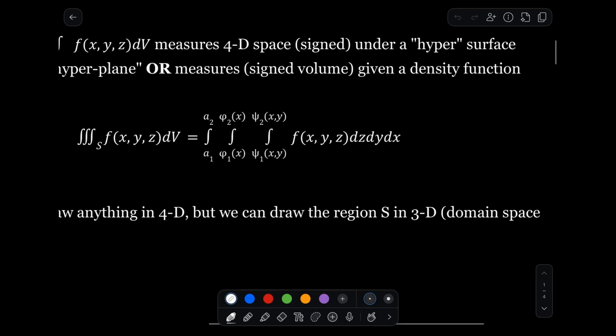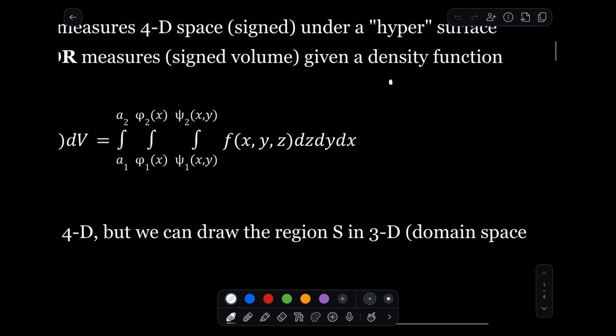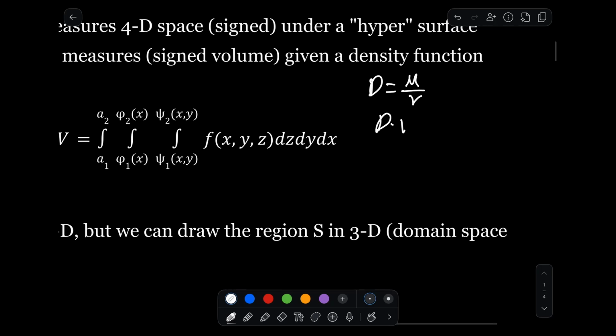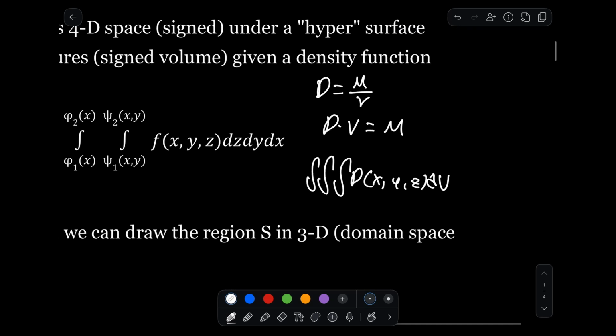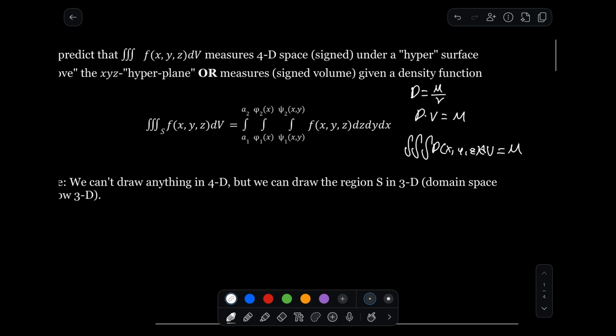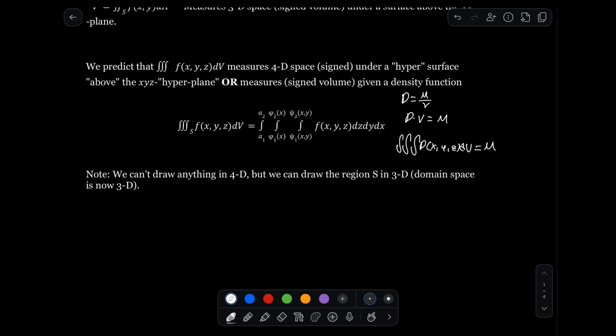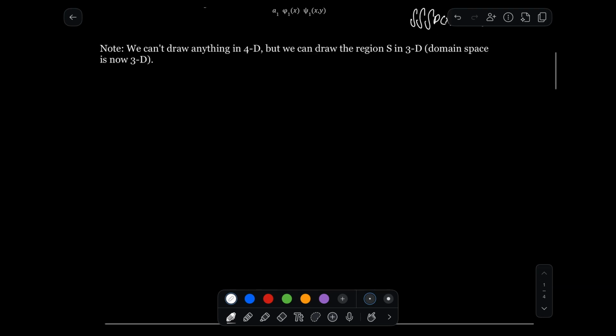But going with the latter example, we can actually talk about this, right? If we know that density equals mass over volume, we can do density times volume equals mass. And then if you integrate your density function in terms of x, y, and z, dV, you get your mass, right? That's just the way you would figure it out, and we can illustrate that in future videos as well.